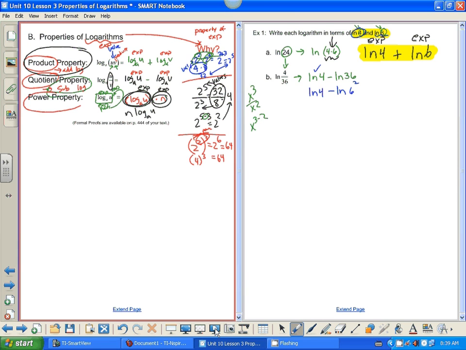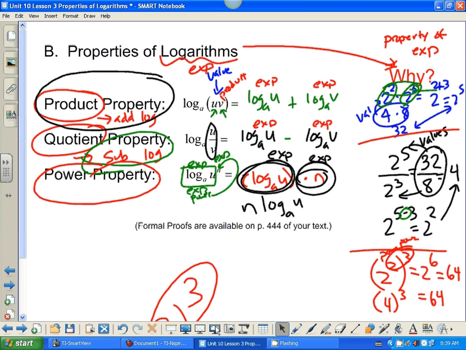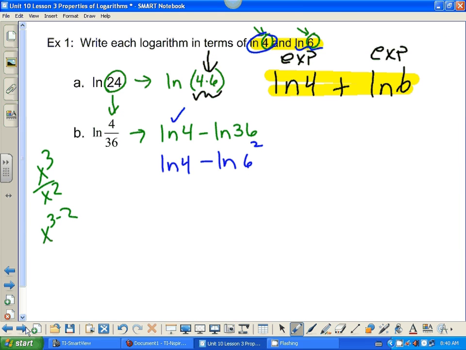Okay, so now I'm doing the power property. If you have x raised to the second power, raised to the third power, I can multiply the exponents. Well, what I have in this problem is an exponent raised to an exponent of 2. So I can multiply those. Okay, this would be an acceptable final answer. I know some of you might be like, well, what about that 2? You've broken it down into just the natural log of 4 and the natural log of 6.